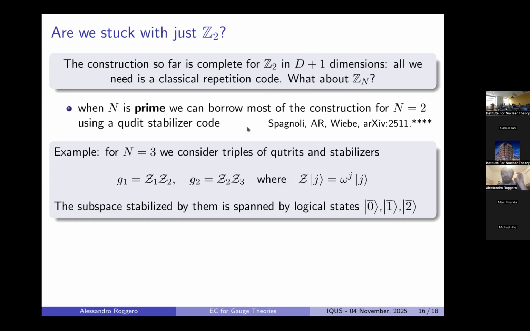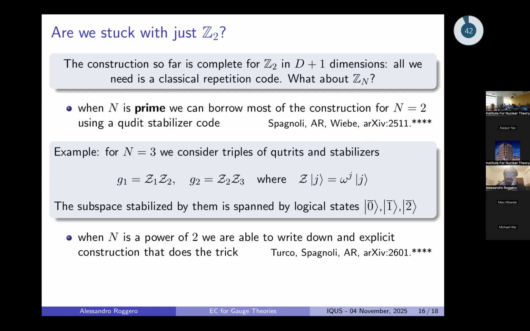So if you're interested in this, we almost have a paper out. We are writing down the last few bits, so we believe within the month it should be out. Okay, this covers all of the Zn when n is prime, which is more than Z2, but it's still not all of them, right? In the meantime, we managed to find a way to also include situations where n is a power of 2.